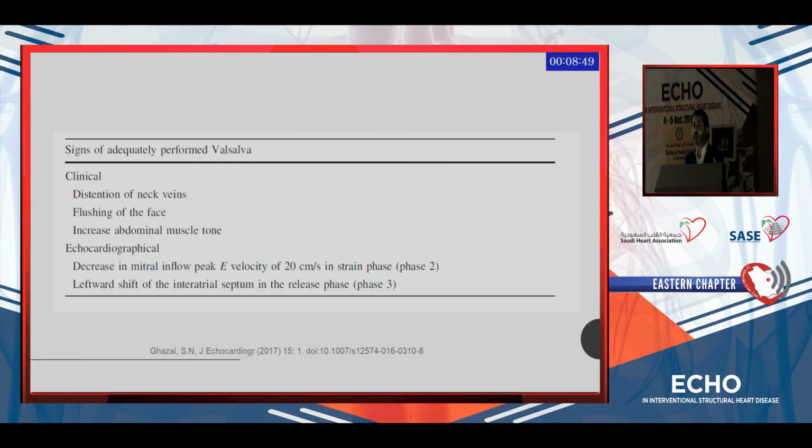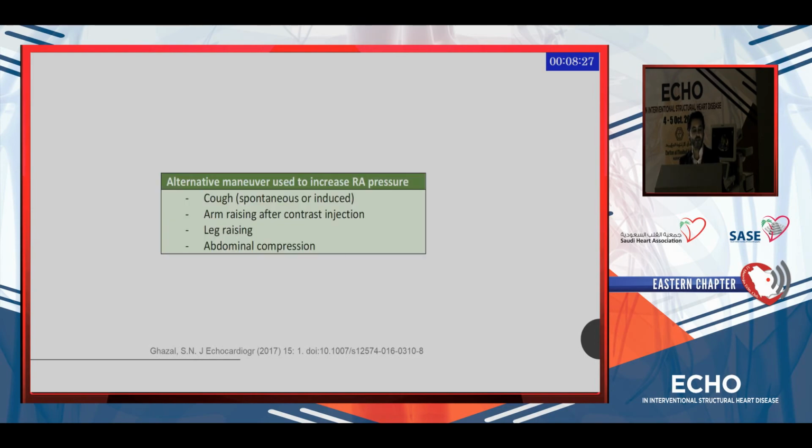For the sake of PFO assessment, we are interested in making sure that the Valsalva is adequate. So the only way to make sure that our maneuver, whether Valsalva or other maneuver, is adequate is to see the septum has a leftward shift toward the left side. The rest are not important in PFO assessment.